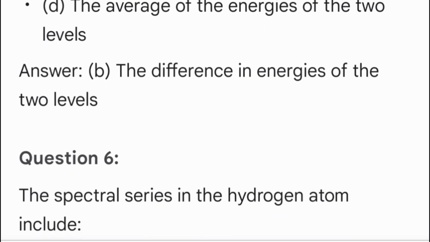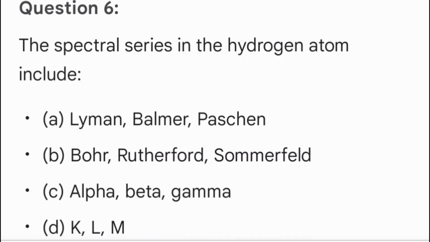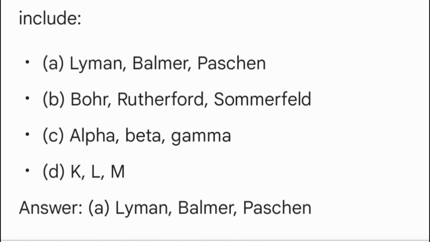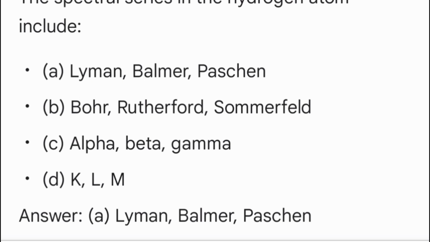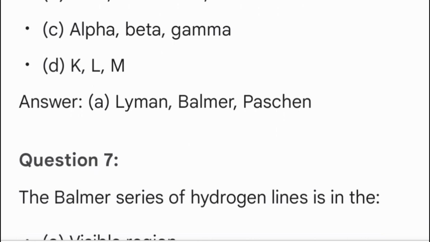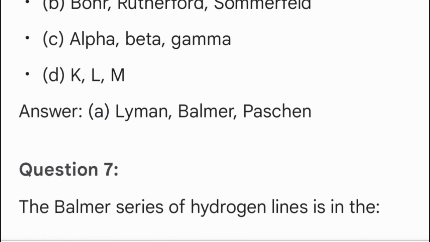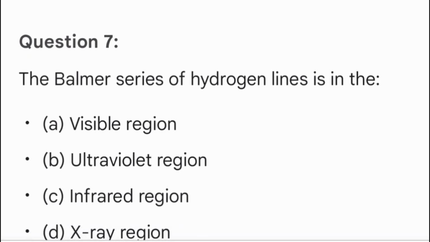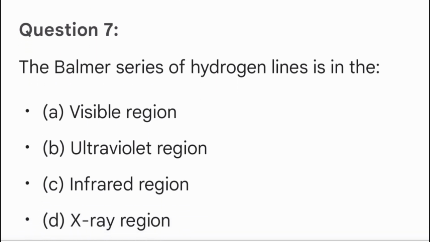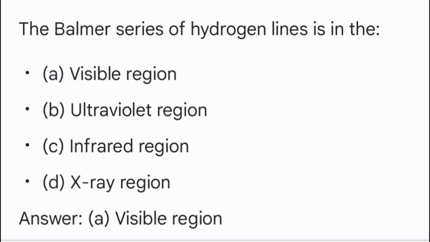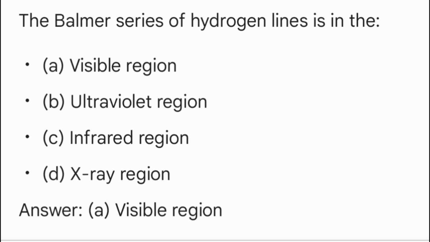Question 6. The spectral series in the hydrogen atom include A. Lyman, Balmer, Paschen, B. Bohr, Rutherford, Sommerfeld, C. Alpha, Beta, Gamma, D. K, L, M. Answer: A. Lyman, Balmer, Paschen. Question 7. The Balmer series of hydrogen lines is in the A. Visible region, B. Ultraviolet region, C. Infrared region, D. X-ray region. Answer: A. Visible region.